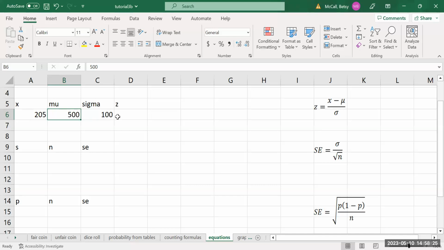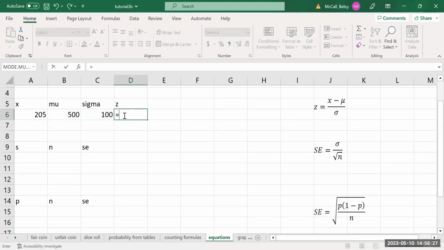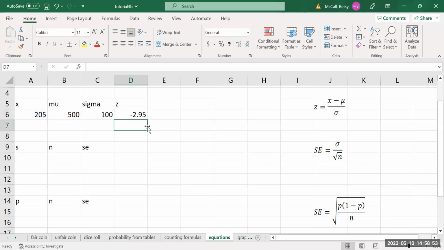And so when we calculate this, we're going to calculate it using cell references so that, again, we can update the cell values and then it will recalculate. Now the one thing we have to be careful of here is we don't want sigma to only divide mu. We need sigma to divide the difference between X and mu. So we put parentheses around our numerator first, and then we can divide by our sigma. And so negative 2.95 is not very good.